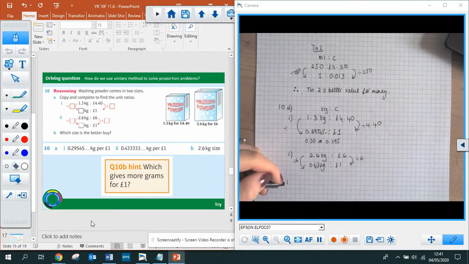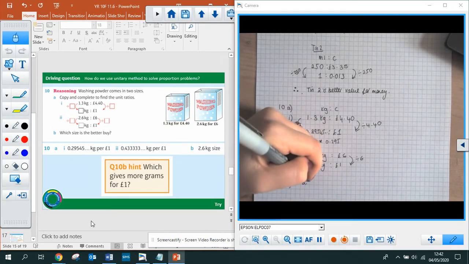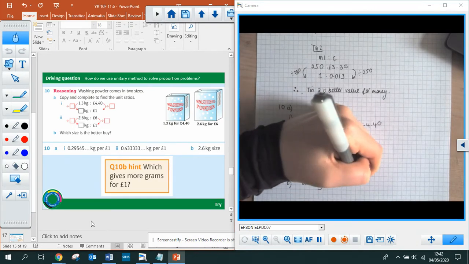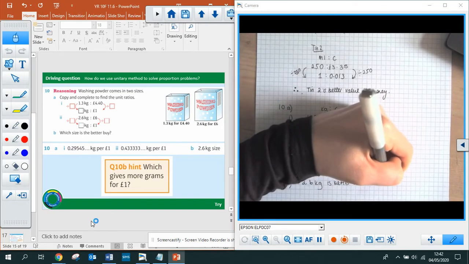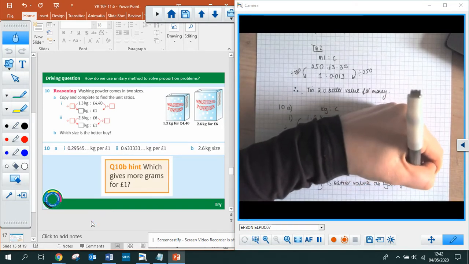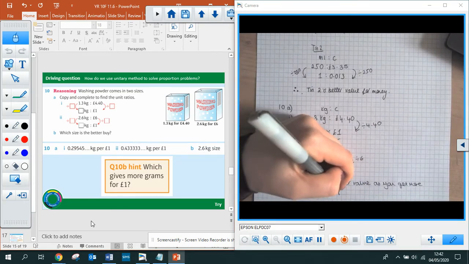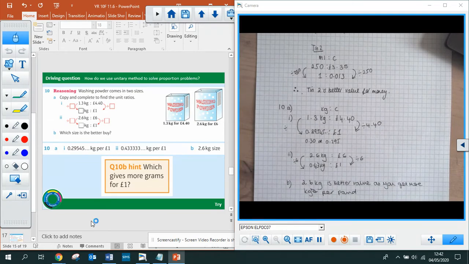Part B says which size is better to buy. So you've got to have a look, which size is better to buy. Well, 2.6 kilograms is better to buy because you get more kilograms per pound, okay? So 2.6 kilograms is better value as you get more kilograms per pound. Okay, so more kilograms per pound.